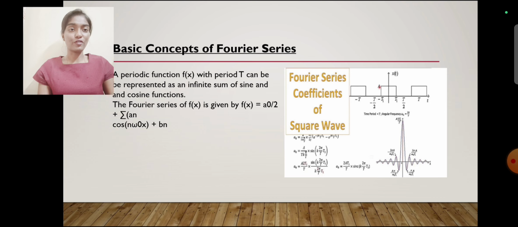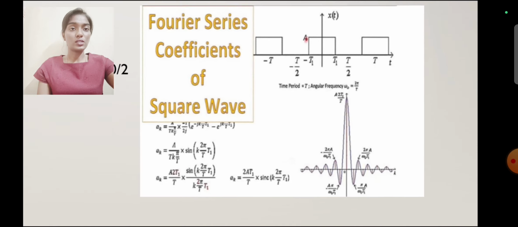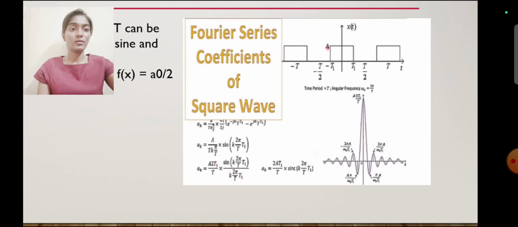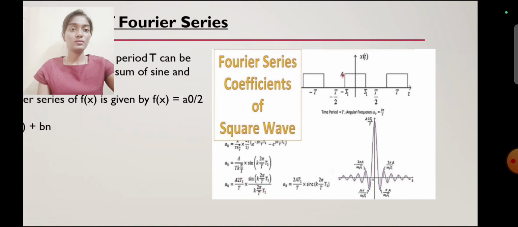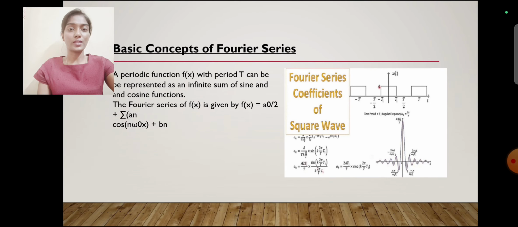Basic concepts of a Fourier series. A periodic function f of x with a period T can be represented as an infinite sum of sine and cosine functions. The Fourier series of f of x is given by f of x equal to a naught by 2 plus summation a n cos n omega naught into x plus b n. Fourier series coefficient of a square wave. You can see it on the screen. Let's move forward to the next slide.